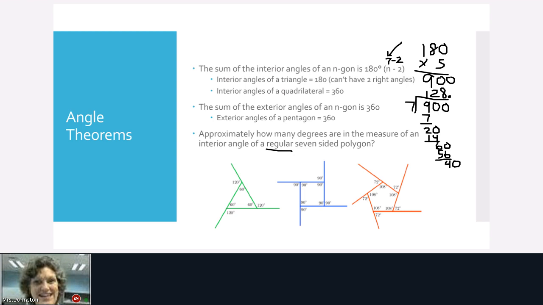7 goes into 45 times, and that would be 35 with 5 left over, and 50 would require 7 sevens. So if I were to approximate the degrees in a single angle, and I think this is a multiple choice question, next one is only going to be 1. So it's either going to be 128.57 approximately, or possibly the answer would be 128.6. Either one would be acceptable for the approximate measure of an interior angle of a regular 7-sided polygon.